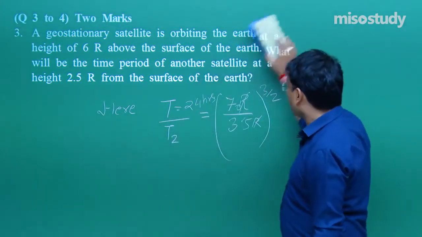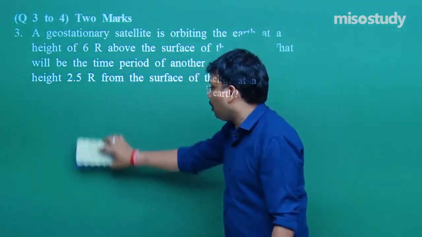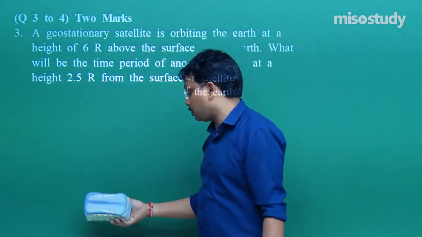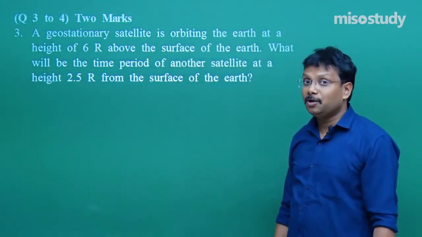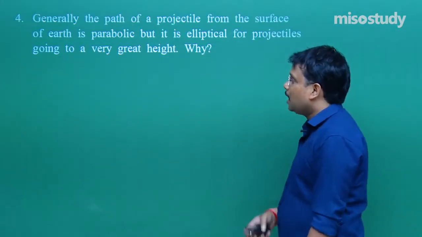So these 3 questions are based upon the third law of Kepler. Fine. T square is directly proportional to r cube. It means this particular concept is really important. Many times you can use it.